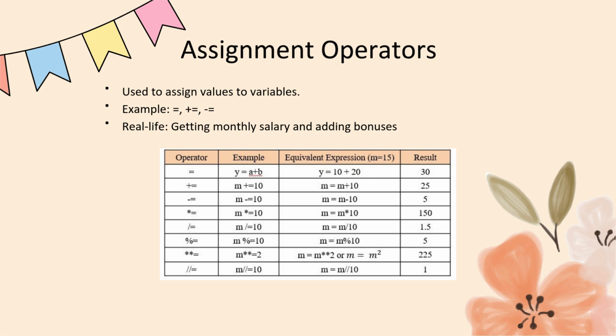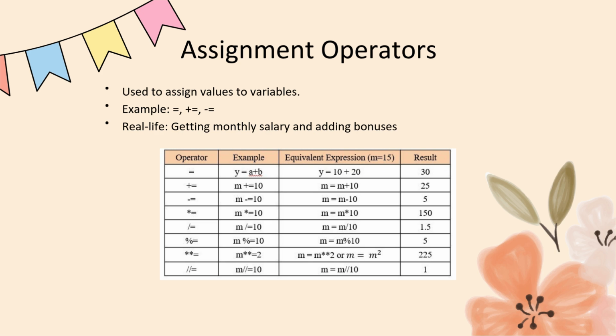Let's take a simple real life analogy. Imagine you are saving money in your piggy bank. If you put 10 rupees in today, you might write savings plus equal to 10. If you take out 5 rupees, that's savings minus equal to 5. If you double your savings after a gift, that's savings asterisk equal to 2. These are all assignment operations combining math with value updating in one clean step.